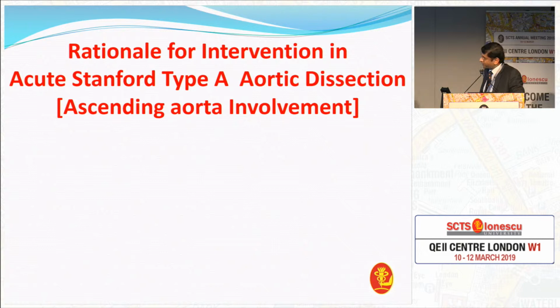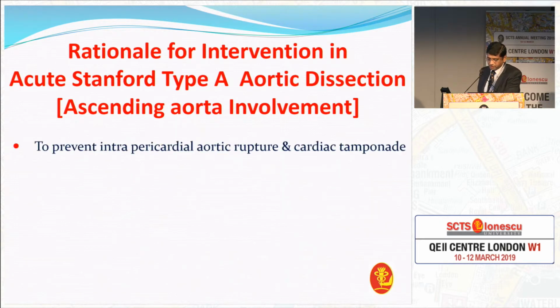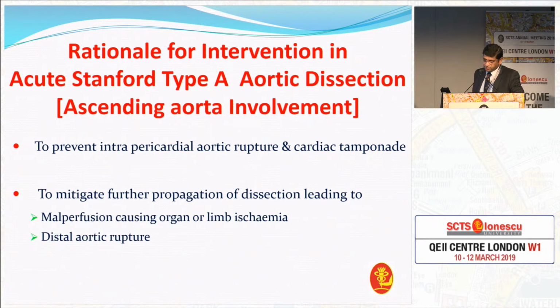So just at the outset, what's the rationale for intervention in acute Stanford type A aortic dissection? It's defined as with ascending aortic involvement, and clearly the evolution is rapid, and only a proportion of patients survive to surgery. So we need to always think about it in that context. It is to prevent intrapericardial aortic rupture and cardiac tamponade, and to mitigate further propagation of dissection, leading to malperfusion, causing organ or limb ischemia, and distal aortic rupture. So this is the premise of what we're setting out to do.